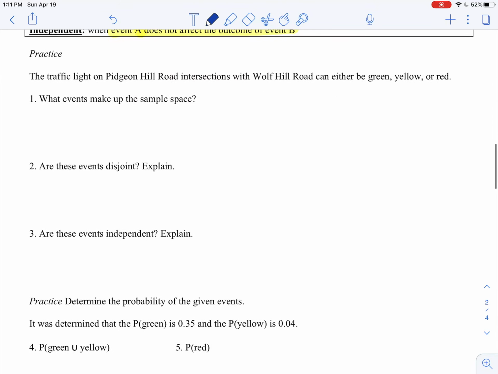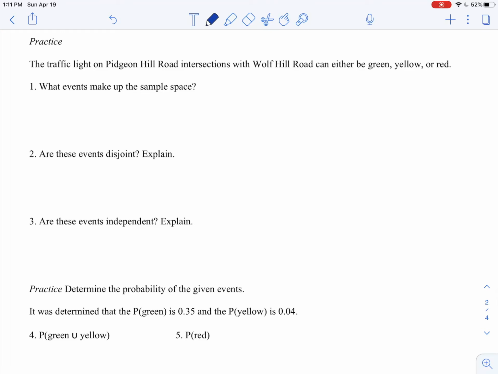So let's do a little bit of practice with this. It says a traffic light on Pigeon Hill Road intersects with Wolf Hill Road, and can either be green, yellow, or red. What events make up the sample space? So think about it. You're driving up to a light. What could occur? The light could be green, or the light could be yellow, or the light could be red. There are no other things that could occur with those lights. Okay, obviously don't think about arrows. That's not being included this time.